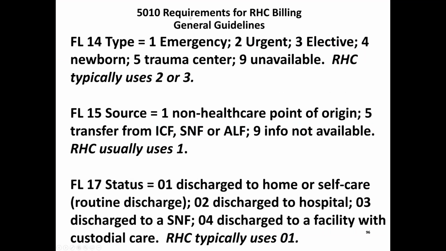Here are some of the major guidelines. Field locator 14, the type: 1 is for an emergency, 2 is urgent, 3 is elective. Typically for RHCs, you're going to use a 2 or a 3 for the type of admission. Field locator 15, the source, is typically going to be 1, a non-healthcare point of origin, which is where your patients are going to come from. People got confused about 14 and 15, and then 17, status.